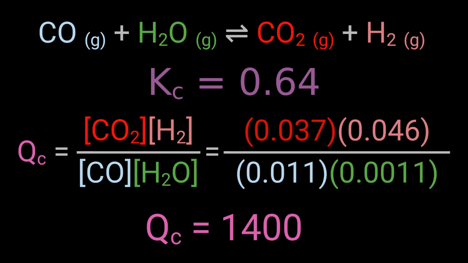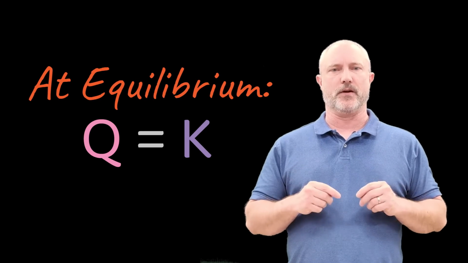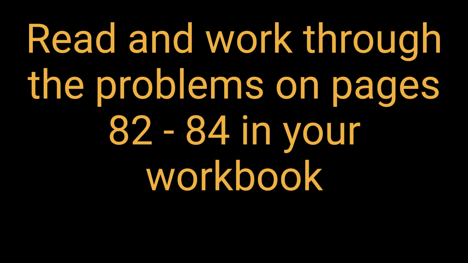Q for the reaction during the second experiment is 1400. Since K is much lower than this, the reaction will proceed in the reverse direction. Ultimately, K and Q will be the same once the reaction has reached equilibrium. Read and work through pages 82 through 84 in the workbook.